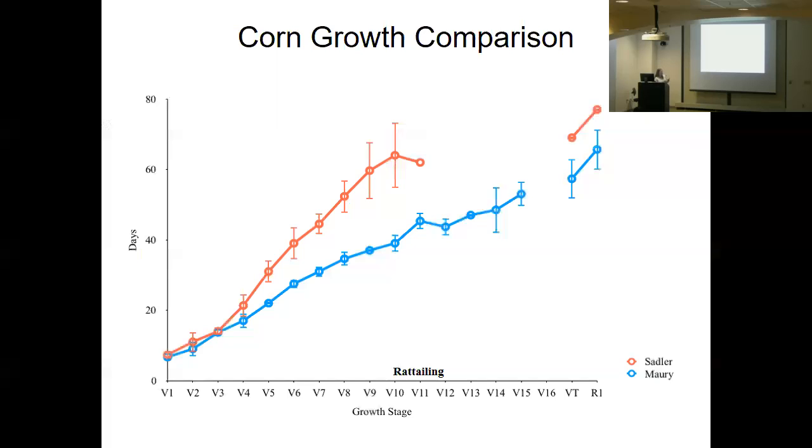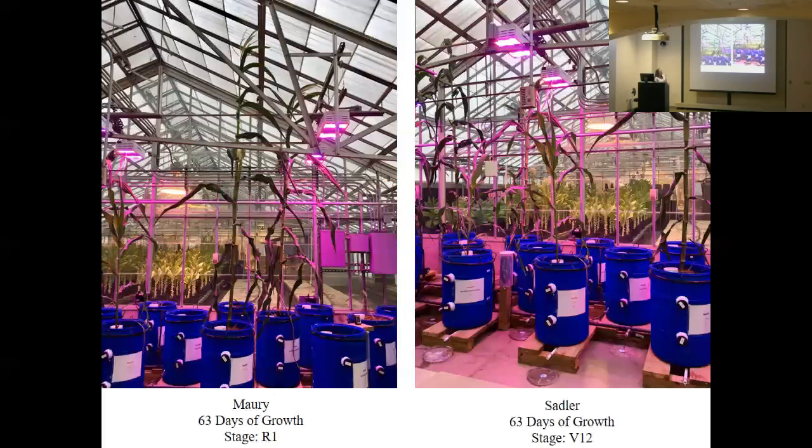We do have some developmental stages missing because we had some rat tailing in the greenhouse, where we had high humidity and high temperatures causing the plants to grow rapidly, and they weren't unwrapping leaves, and the next set wasn't appearing. So we do have a gap in some of that data. Now, this photo shows the difference between a Mori corn plant and a Sadler corn plant at 63 days of growth.